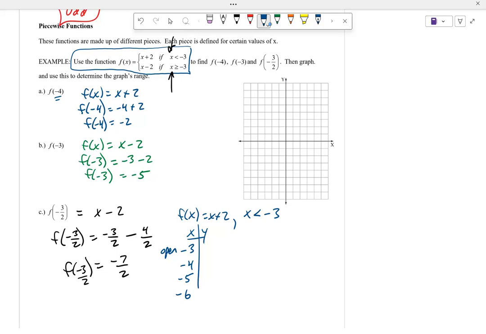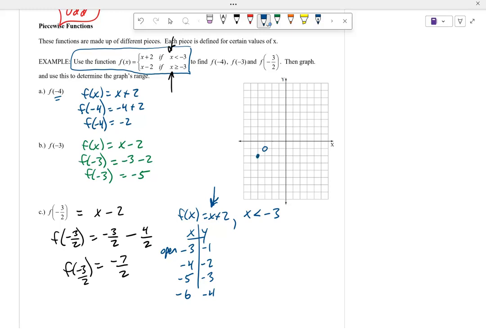So I plug in the negative 3. So negative 3 plus 2 is negative 1. Then I throw in negative 4 plus 2. And negative 5 plus 2. I plug them in one by one, negative 6 plus 2, and so on. And I'm going to graph them. Negative 3, negative 1. Now that's an open hole.